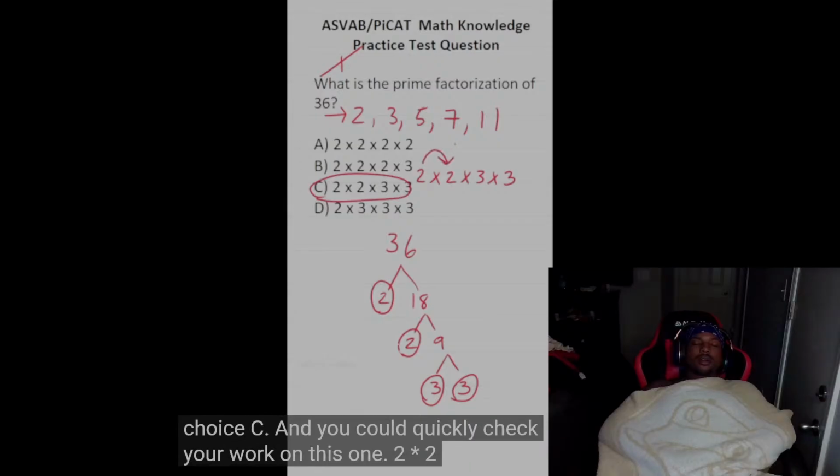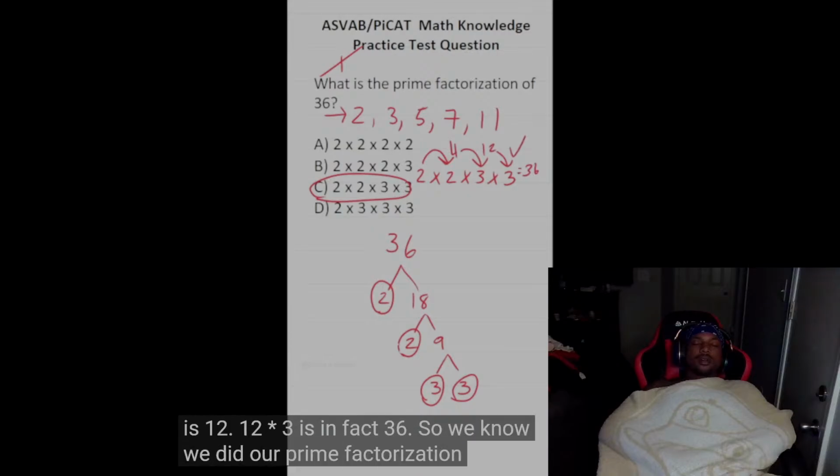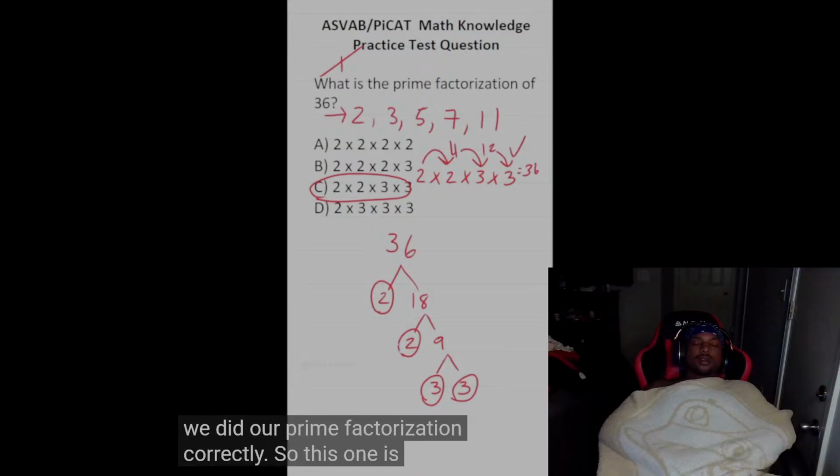2 times 2 is 4. 4 times 3 is 12. 12 times 3 is in fact 36. So we know we did our prime factorization correctly. So this one is C.